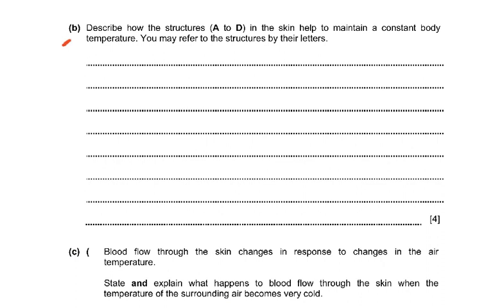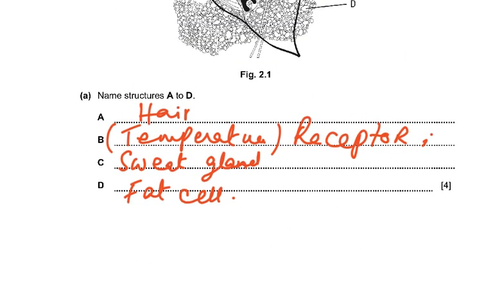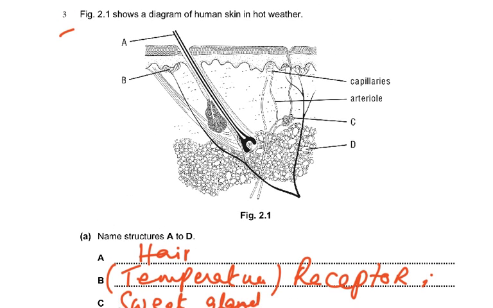Then coming to the B part of the question, describe how the structures A to D in the skin help to maintain a constant body temperature. You may refer to the structures by their letters. So here is A. Let's look at this. I'm going to explain it on this. So here is A. So what are we going to talk about? A raises the hair and traps air. Air is a good insulator.